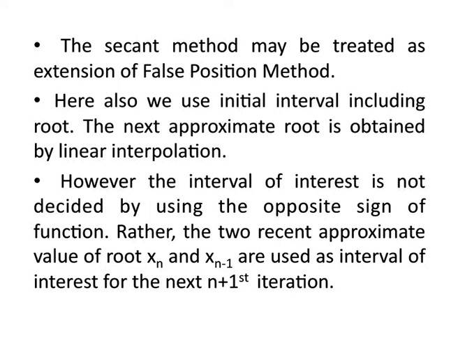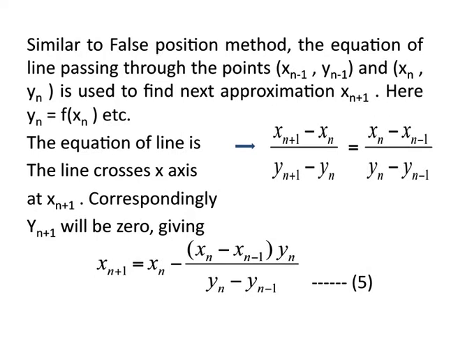The burden of logic calculating the interval of interest is avoided in the secant method. As we have done in the false position method, the approximation used for the function is linear approximation. Suppose after a few iterations we get 2 successive roots as x n minus 1 and x n. The corresponding values of y calculated at these 2 x values are y n minus 1 and y n. That means we are getting 2 points on the function graph: x n minus 1, y n minus 1 and x n, y n.